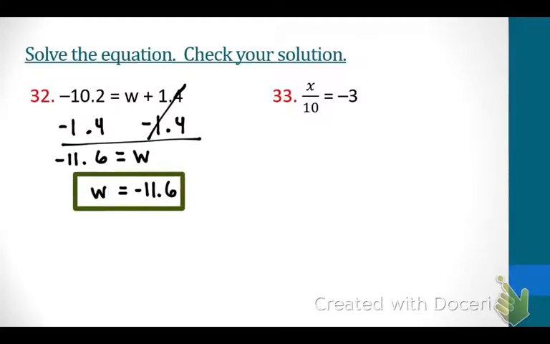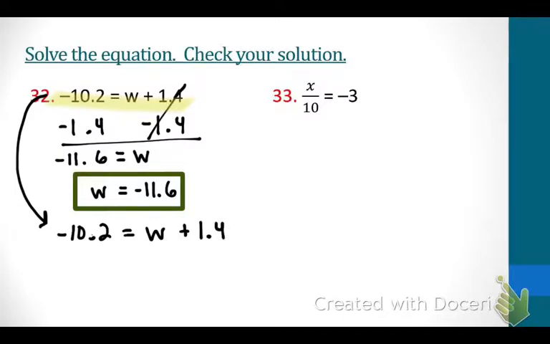Now it told us to do one more thing. It also says to check your solution. Who would say you accidentally forgot to check it? All right, we're going to do it now because once again, you're going to need to do that for the midterm. So make sure you're always following those instructions really carefully. Remember, in order to check it, we are taking the original problem and rewriting it below. So negative 10.2 equals, and the original problem said W plus 1.4. Do we know what W is? Yes, so we're actually going to get rid of that W and instead we'll plug in negative 11.6.